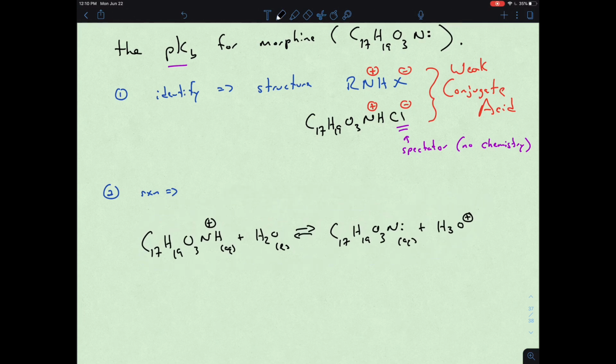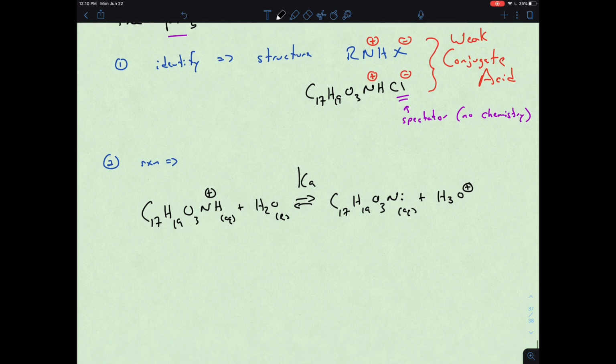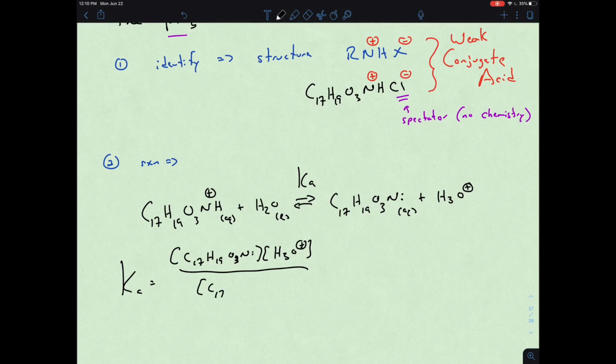And that reaction is defined by a Ka. And so that Ka is going to be equal to our products over our starting material. So we have the morphine, we have hydronium ion as our products, and then we have the ammonium form of the morphine as our starting material.